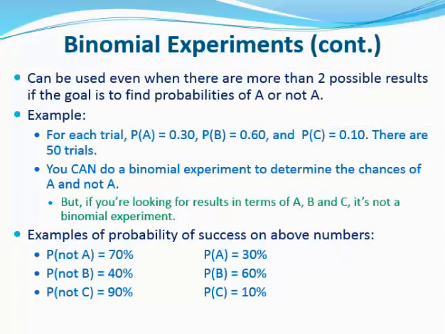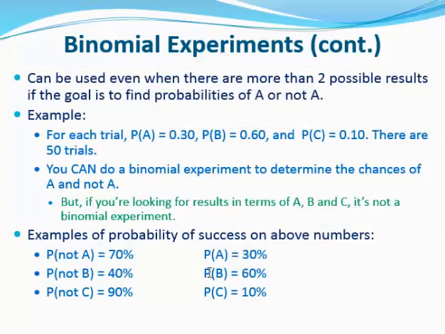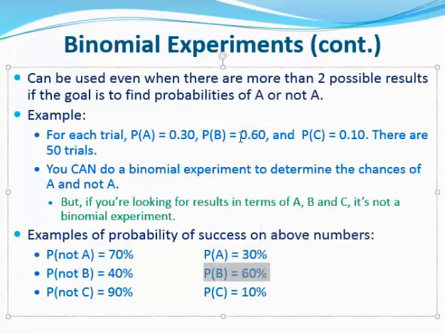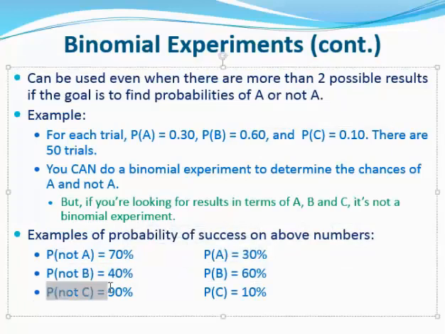Well, if you roll each individual time, the probability of not A is 70%. Why? Because the probability of A, of course, is 30%, and the other 2 combined are 70. Probability of B would be 60, and therefore the probability of not B is 40. And the probability of not C, of course, is 90% because the probability of C is 10%.